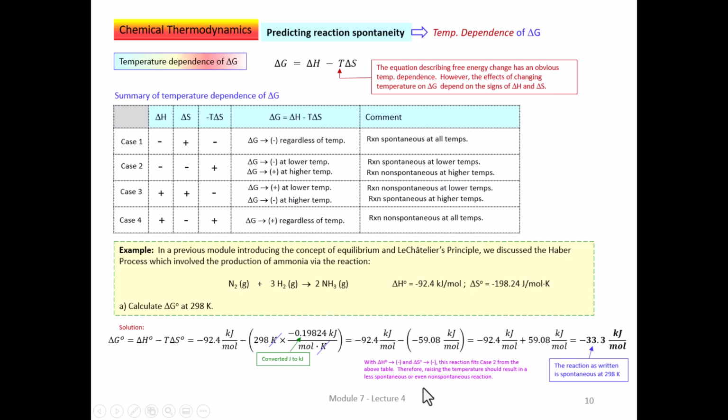Well, with delta H being negative and delta S being negative, as I mentioned before, this reaction fits case 2 from this table. Therefore, we would predict that raising the temperature should result in a less spontaneous reaction or even a non-spontaneous reaction. So let's raise the temperature and see what happens to delta G. Case 2 predicts that delta G should become progressively less negative and then go positive if we raise the temperature far enough. So on the next slide, we'll do that.